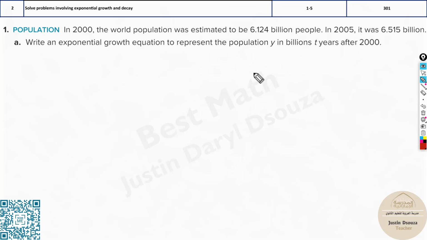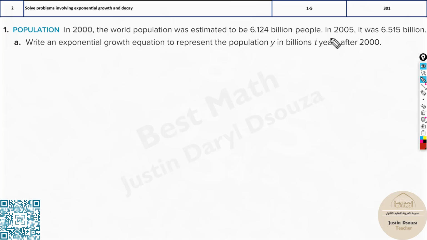Now, what they basically want is the population growth. As you can see here, it was 6.124 in 2000 and it increased to 6.515 billion in 2005. And all the time we consider must be after 2000. So, how many years after 2000 is 2005? You just have to count 1, 2, 3, 4, 5, 5 years. So, t will be 5 years, just like that.